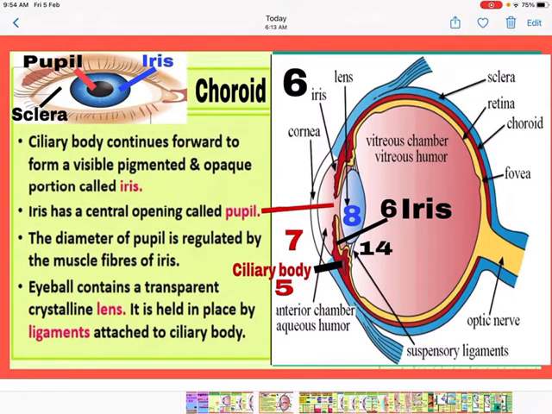Now, next important part is lens. See labeling 8 in diagram. It is transparent and crystalline, and it is held by suspensory ligaments. Labeling 14 in diagram. These are ligaments and are attached to ciliary body. Third layer is retina, shown by yellow color in diagram.